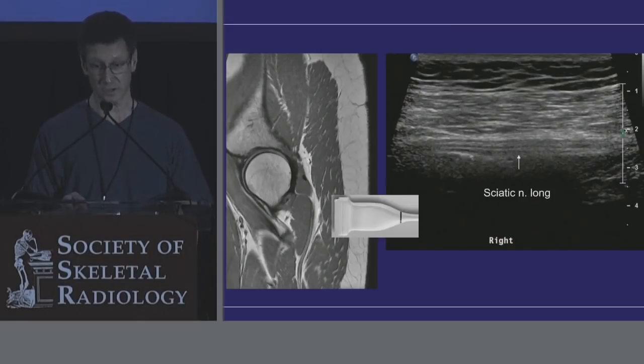You can turn your transducer longitudinally, and again, that's the corresponding sagittal MR, and you see the nerve right here very nicely. And here's the sciatic nerve in longitudinal.